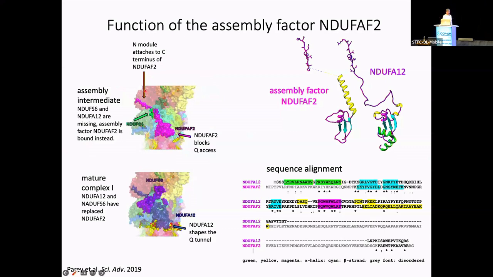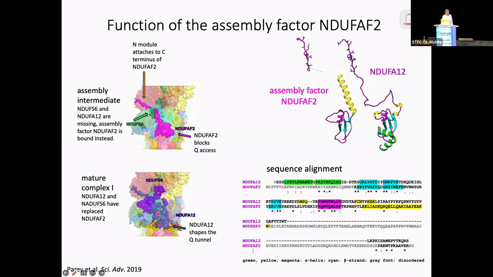So here looking at it in a bit more detail at the two structures. Already with the AF2 bound, the N module could come in. So this is probably the function of this protein. But why now do we need S6 to knock off this assembly factor and then replace it with a very closely related protein?